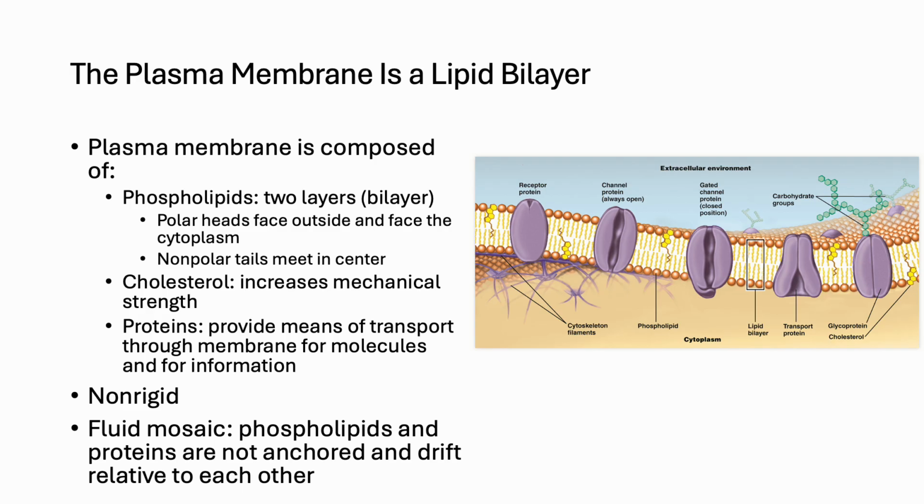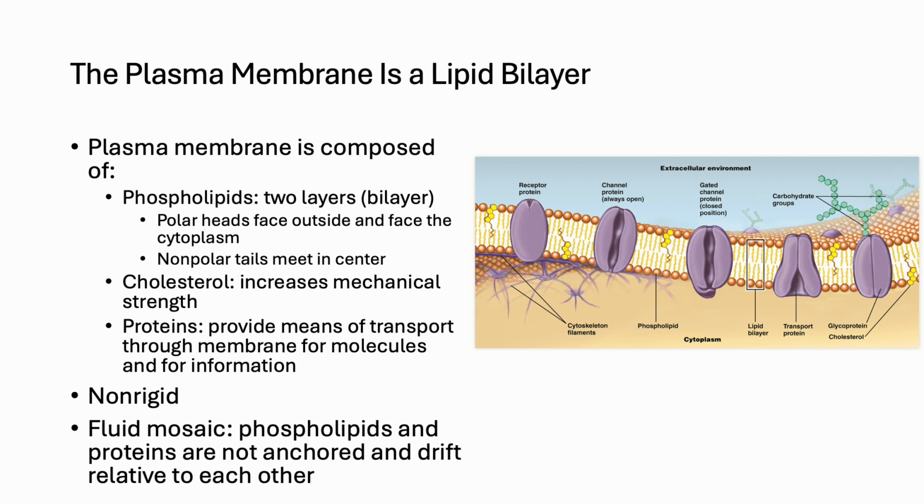The plasma membrane is built from a lipid bilayer that gives it both structure and flexibility. The bilayer is composed mainly of phospholipids, each with a hydrophilic head and a hydrophobic tail. The head faces outwards towards the watery environment, while the tail meets the middle, forming a hydrophobic core. This arrangement creates a selective barrier.